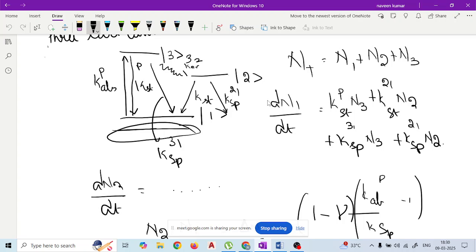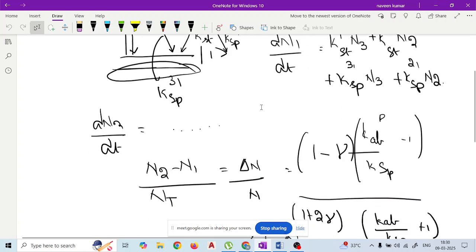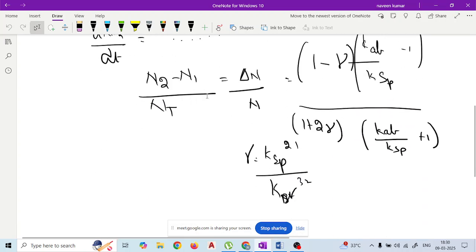If we take the n2, the knr, the non-radiative decay, will be playing a major role in it. So finally we need to create a difference between them with regard to the total number and see what's exactly happening with it. We can equally write down the rate equation for dn2 also. Finally we should call them n2 minus n1 divided by nt, that is the difference in n divided by n, the eigenstate.